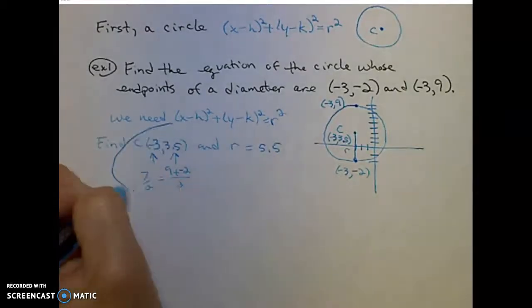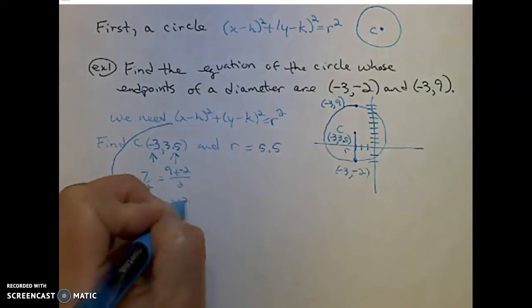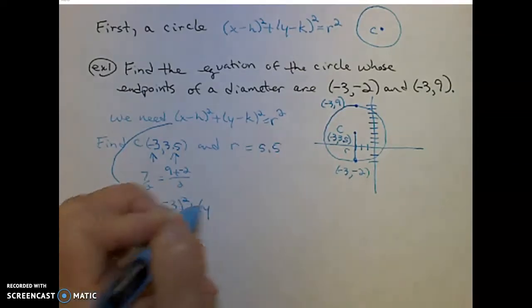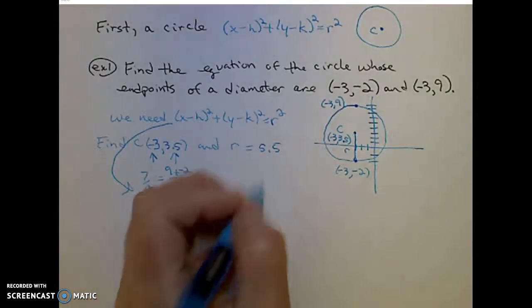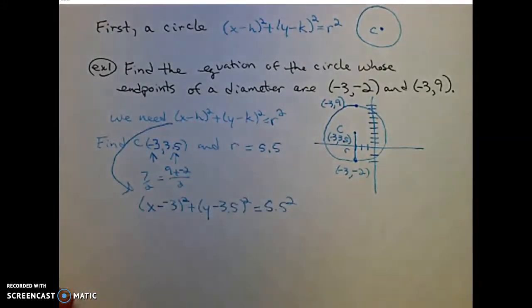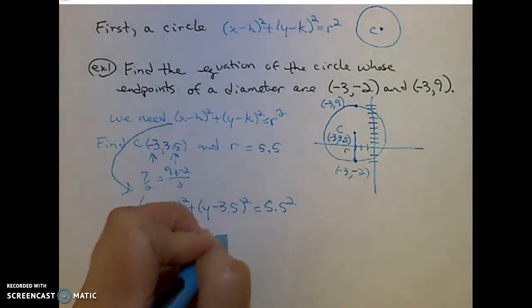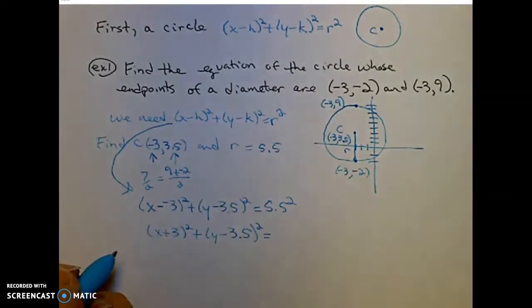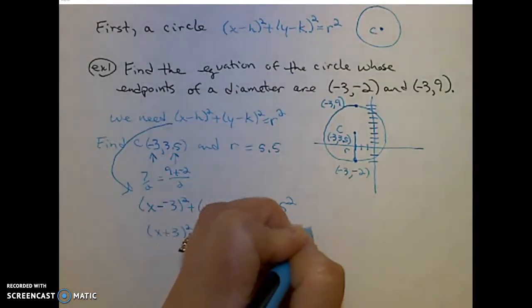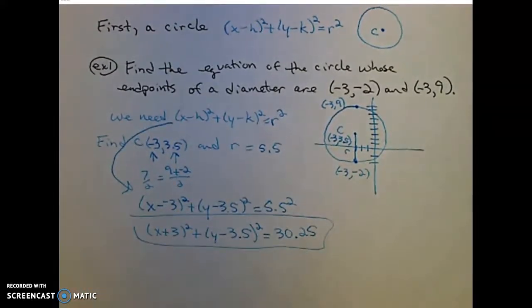Then I can plug into the standard equation, and my equation becomes (x minus -3) squared plus (y minus 3.5) squared is always equal to the radius, 5.5 squared. We would write that as (x plus 3) squared plus (y minus 3.5, or 7/2) squared equal to 5.5 squared, and I got 30.25, or you can write that as a fraction. Check your answer. And I'm going to give you one other warm-up for a parabola.